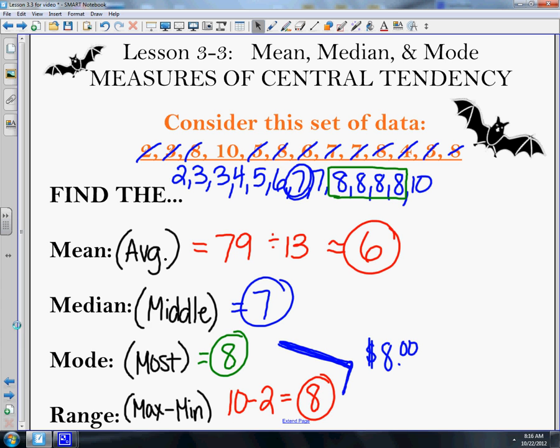But your mom might take the average, this 6, and say, no, they don't. They get $6 a week. Now, this is why the media and advertising use this, because they have 3 different sets of numbers that they can use, and they all work as a measure of central tendency.